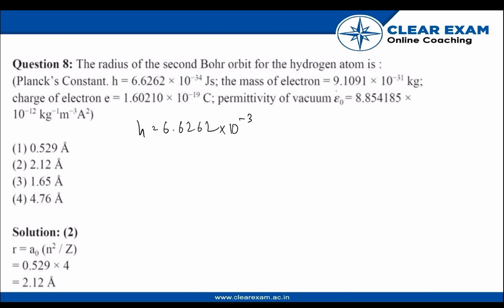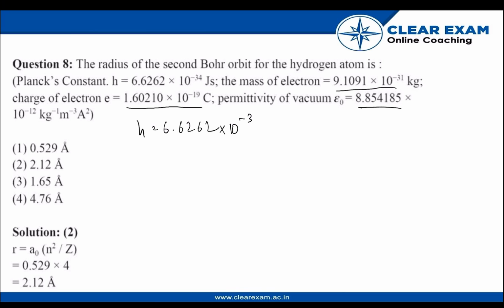We have mass of the electron 9.1091 into 10 to the power minus 31 kgs, and we have charge of electron 1.60210 into 10 to the power minus 19. We're also given epsilon, permittivity of vacuum, 8.854185 into 10 to the power minus 12 kilograms per meter cube square.